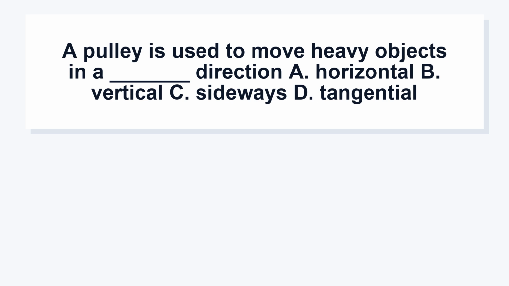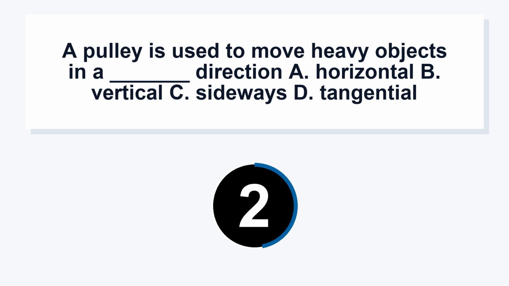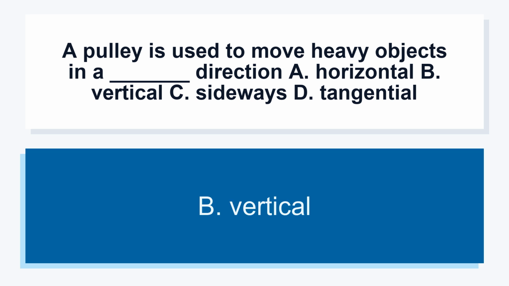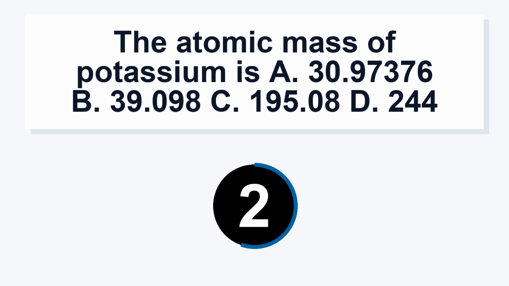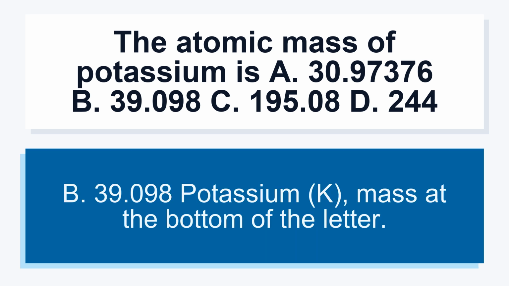A pulley is used to move heavy objects in a ______ direction. A. Horizontal. B. Vertical. C. Sideways. D. Tangential. B. Vertical. The atomic mass of potassium is: A. 30.97376. B. 39.098. C. 195.08. D. 244. B. 39.098. Potassium, K. Mass at the bottom of the letter.